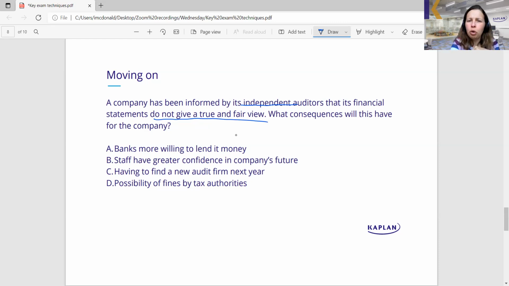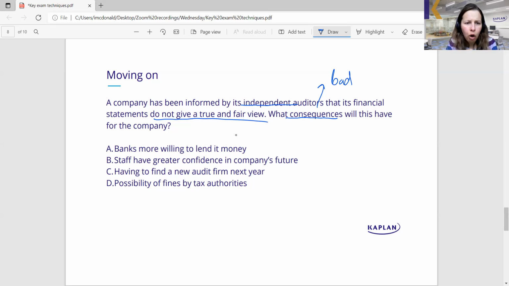So we need to think about the consequences of this for the company. Because true and fair is an important thing. If our accounts do not give a true and fair view, it probably means that those consequences will be bad. Something negative will happen to the company as a result of accounts not giving true and fair view. So when I'm going to be reading those answer options, I'm looking at the negative consequences.